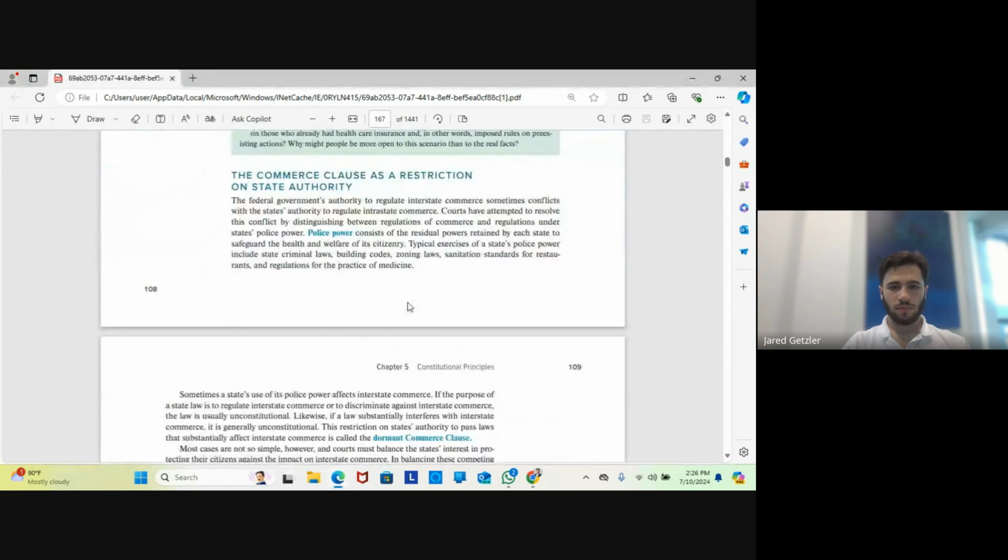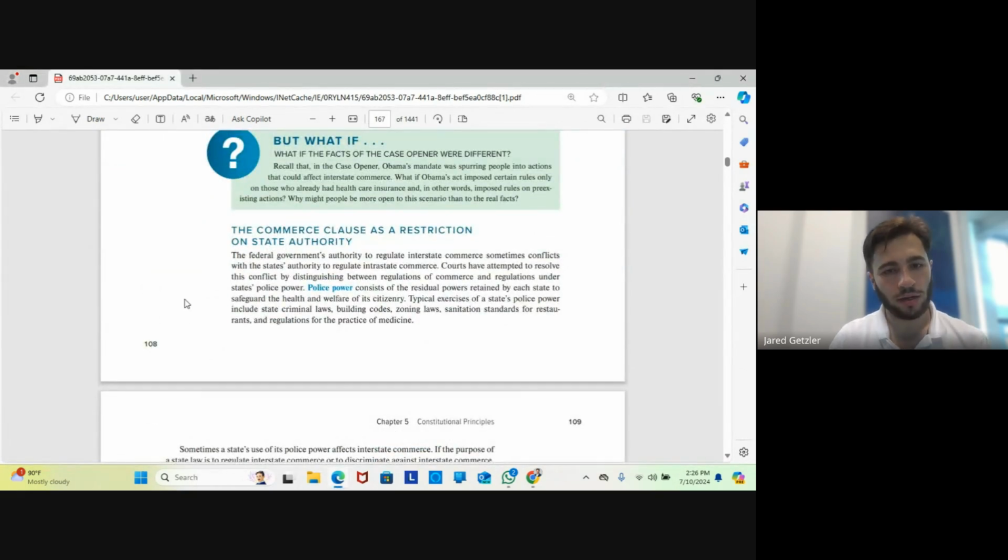So we also have a term called police power. All this is, the state is able to enact certain laws that will safeguard the health and welfare of the citizenry. So the state, for example, can have their own criminal laws, building codes, zoning laws, sanitation standards for restaurants, and regulation for the practice of medicine.